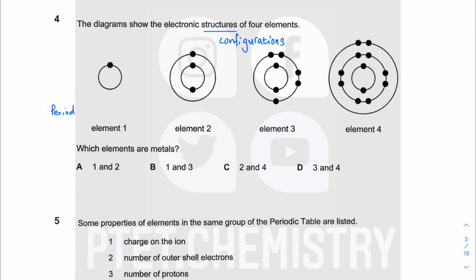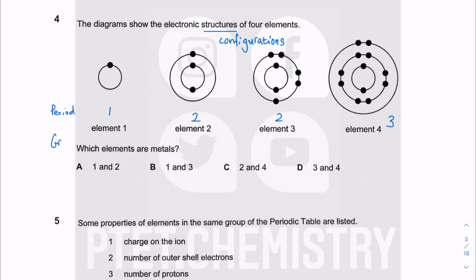There's only 1 shell being filled. We use Arabic numerals. There's 2 shells being filled. This is the first shell, which is closest to the nucleus in the middle. Innermost is the first shell, then the second shell. First shell, then second shell. First shell, second shell, third shell. So there are 3 shells here.